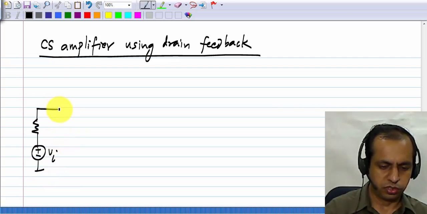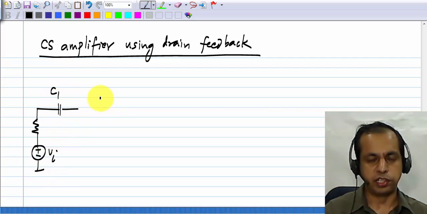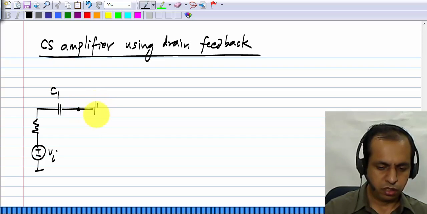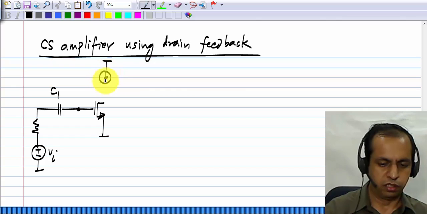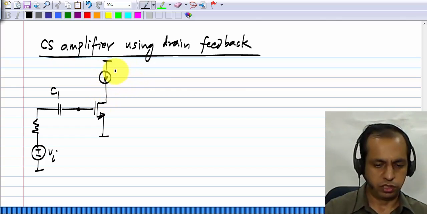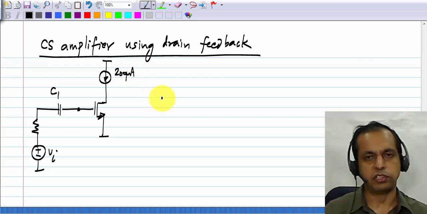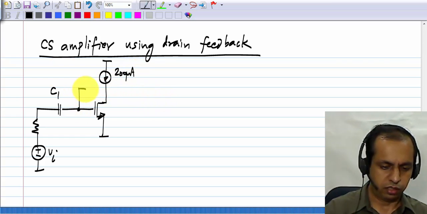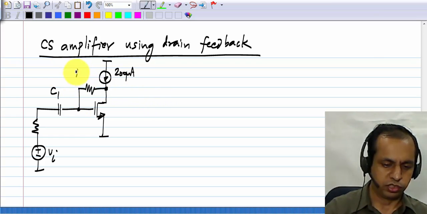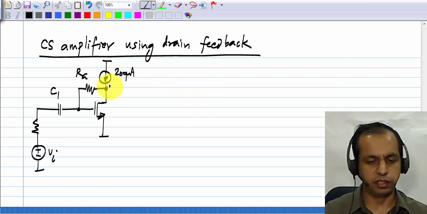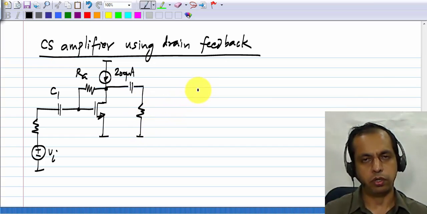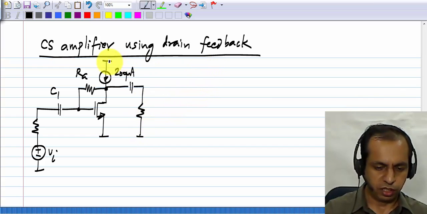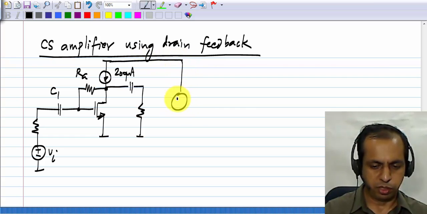We have the input source, which is AC coupled to the gate of the transistor, and there is a current source which biases the drain, and there is feedback to the gate using a very large resistor RG, and of course there is a load. And for illustration, let me assume that the supply voltage is 15 volts.